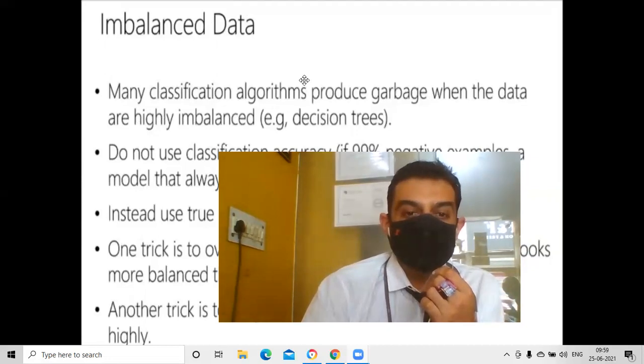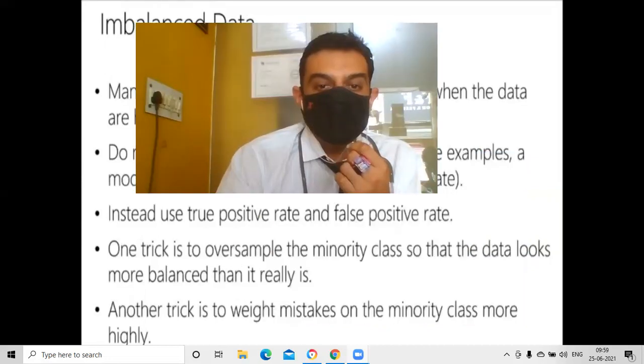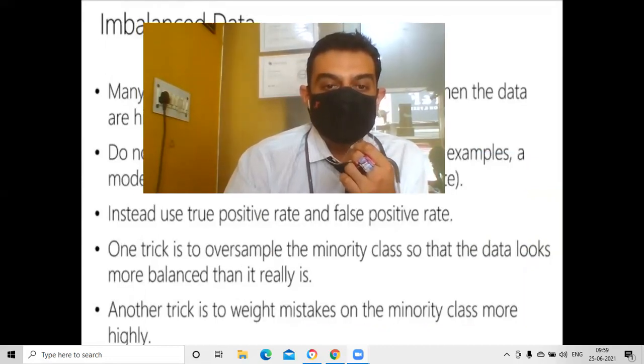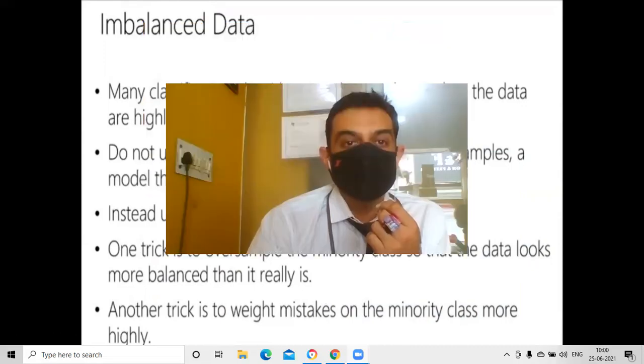So there are different techniques we can use for having a balanced data set. People are making use of true positive rate and false positive rate. One of the tricks is to oversample the minority class. Another is to weight the mistakes on the minority class. These are the things we can do to resolve the problem.